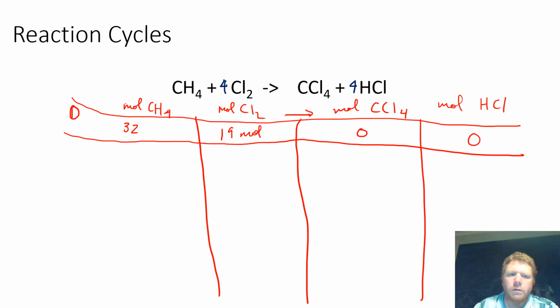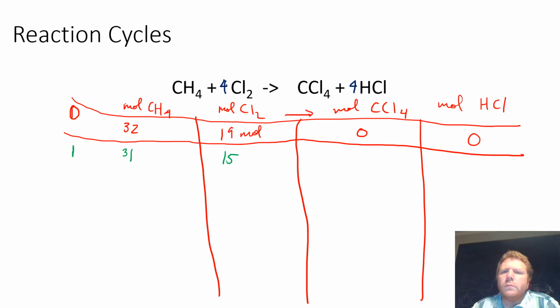Okay. Now, when that reaction takes place one time, so in our first reaction cycle, I'm going to do this in a different color. I'm going to do it in green. Well, what are we going to use up? We're going to use up 1 mole of CH4. So when we use 1 mole of CH4, how many moles of CH4 do we have left? We have 31. Okay. For that 1 mole of CH4, how many moles of Cl2 are we going to use up? We're going to use up 4 moles of Cl2. So how many moles of Cl2 would you have left? 15 moles of Cl2.